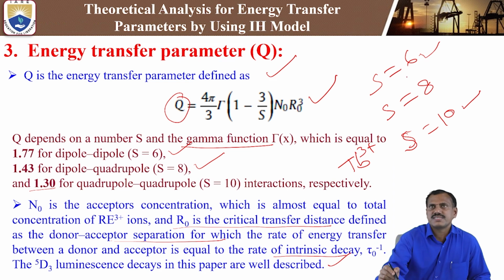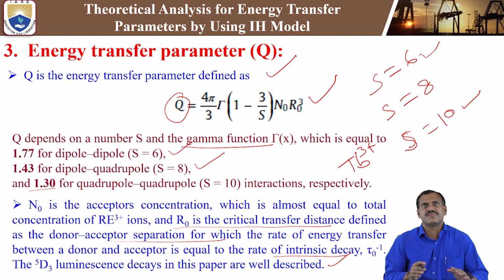If S equals 6 is well fitted, that shows the dipole interaction. If S equals 8, it means dipole and quadrupole interaction. If S equals 10, it means quadrupole interaction between the terbium 3 plus ions. That shows the energy transfer parameter.